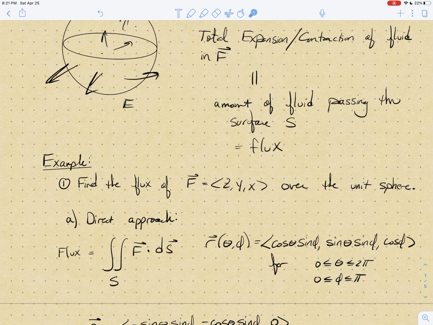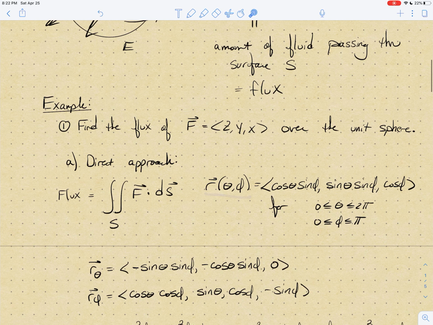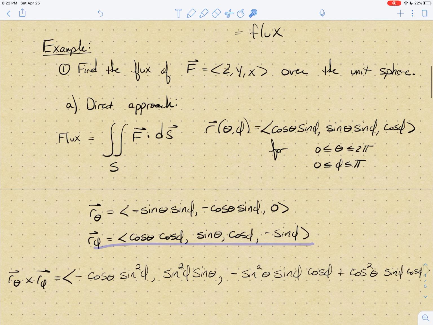And we need to parameterize our surface. Our surface is the shell of the unit sphere, so I'm going to use spherical coordinates. And, well, my rho is just 1, so I get cosine theta sine phi, cosine phi, and then I want the whole sphere, so those are the bounds on theta and phi. There's my parameterization. I've got to compute r partial theta. I won't work through the details.